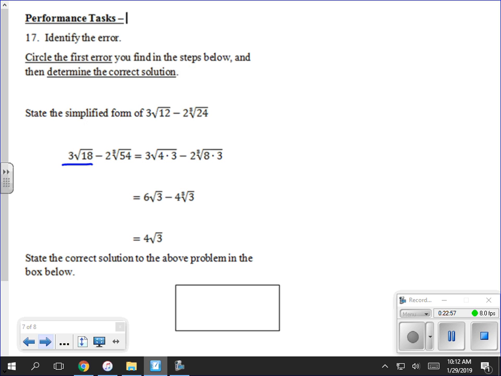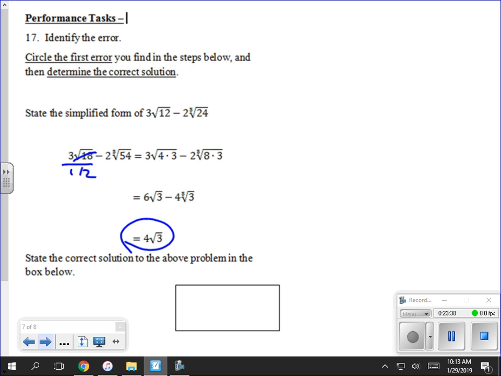If I had that as 3 root 12, my actual error would be this. 6 root 3 minus 4 cube root 3 cannot be combined together. One's a square root, one's a cube root. You cannot combine cube roots and square roots under any circumstances. Well, you can, but you need to do fractional exponents. It's a pain, it's not worth it, and you're not going to do it. The rest of this, however, if I change this to 12, is correct.